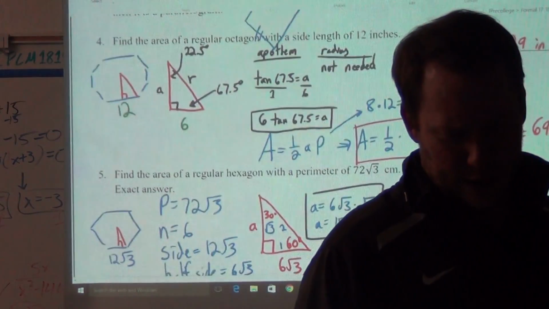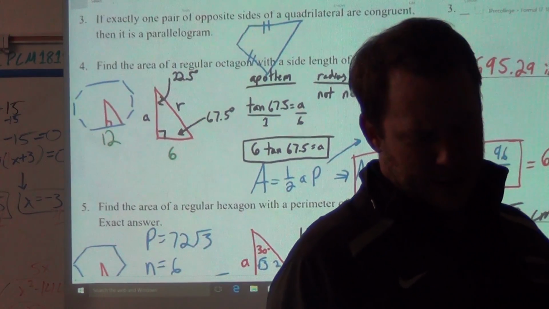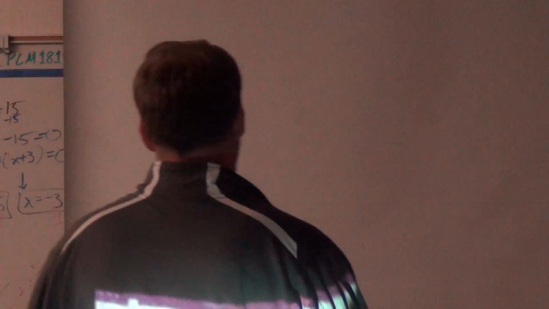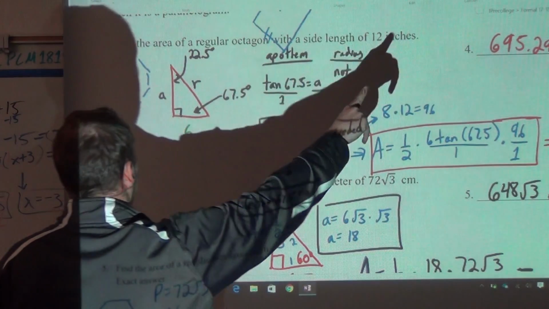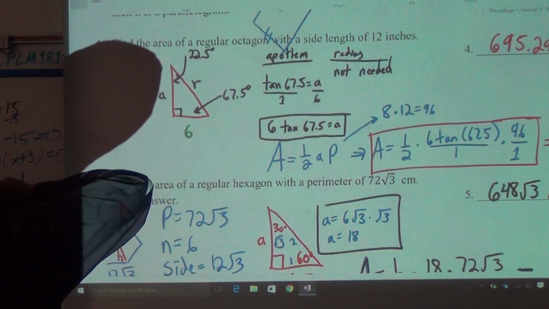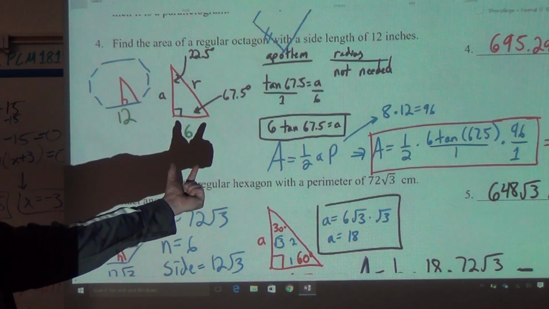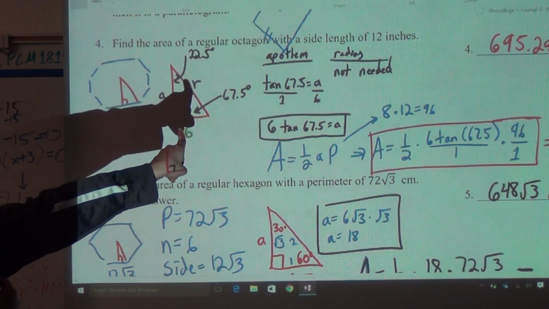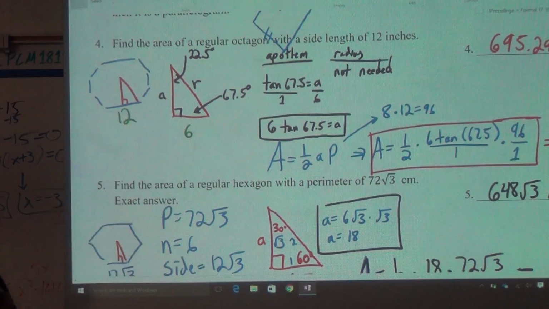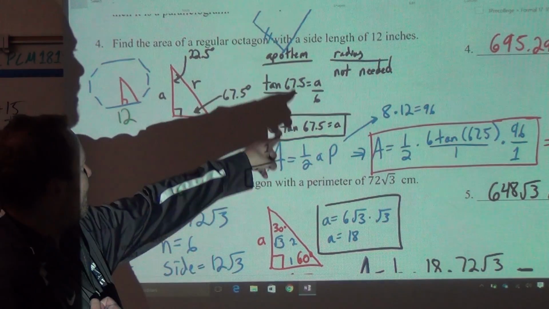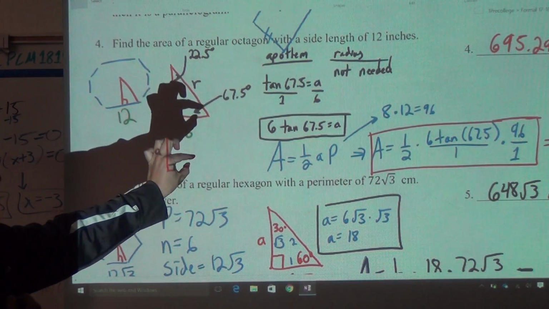Number 4, our first apothem problem. So the regular hexagon. You're going to need to get me from the side length of 12 into the half side is 6. You're going to, one way or another, get 22.5 and 67.5. Now, this angle is 90. Work out the apothem with some right triangle trig. Take the perspective of this angle.